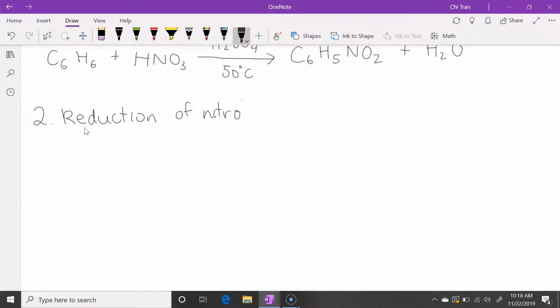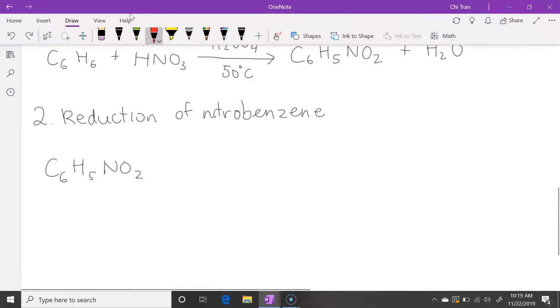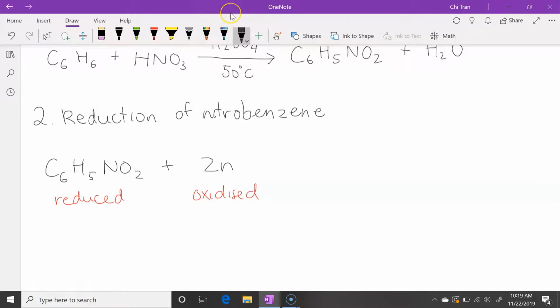The second step is the reduction of nitrobenzene. Here's nitrobenzene, and it needs to be reduced, so we need a reducing agent, which is zinc, and therefore zinc will be oxidized. And you can see this is like a redox reaction. And also this needs to occur under an acidic environment, so we also need H+ in the equation.